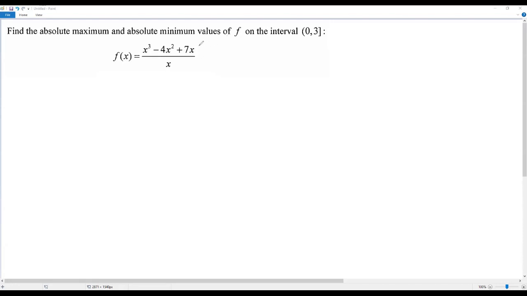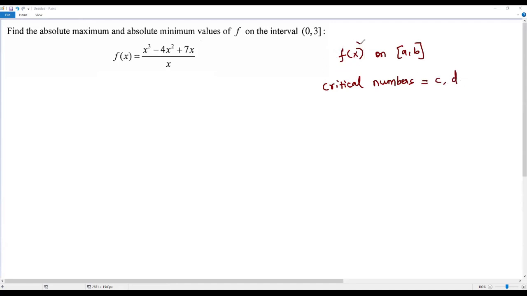Okay, so first let's understand the concept of how to find the absolute maximum and absolute minimum value of a function. Let me consider a function f(x) on the closed interval [a, b]. To get the absolute maximum and minimum values of f(x) on this interval, first I have to find the critical numbers of the function f(x). I'll explain later how to find critical numbers. For example, say I get two critical numbers for this function, c and d.